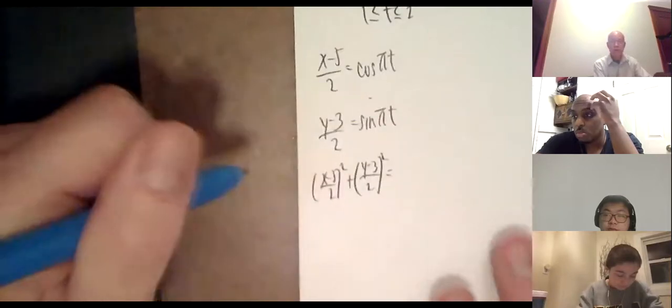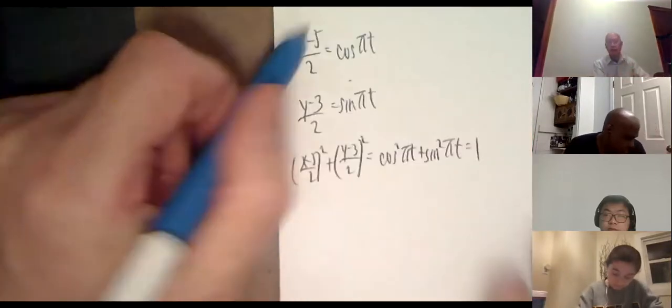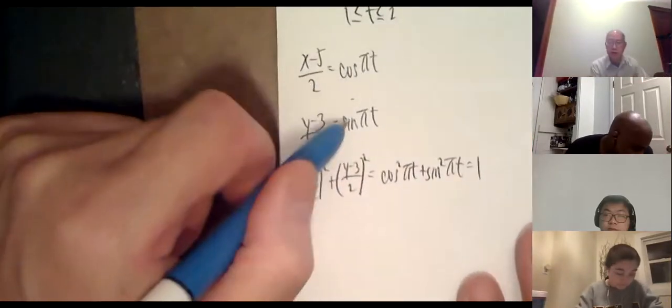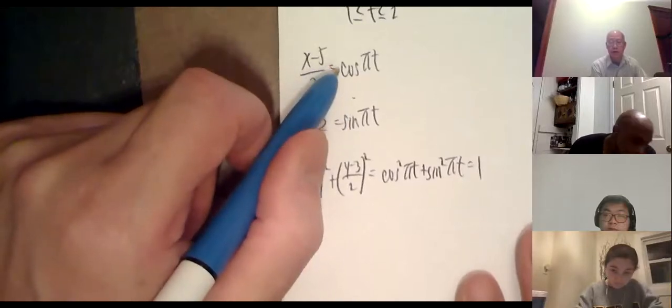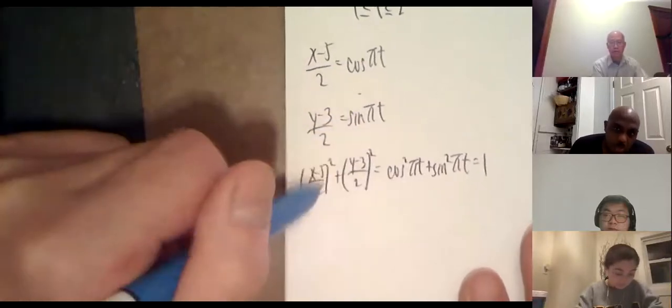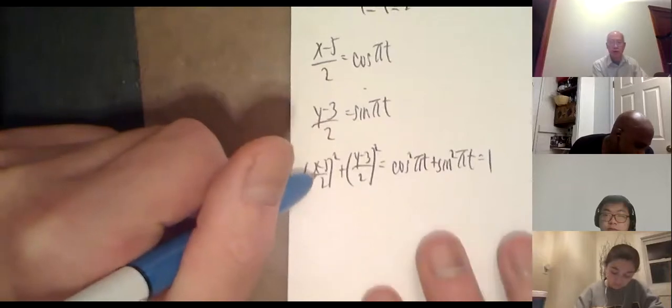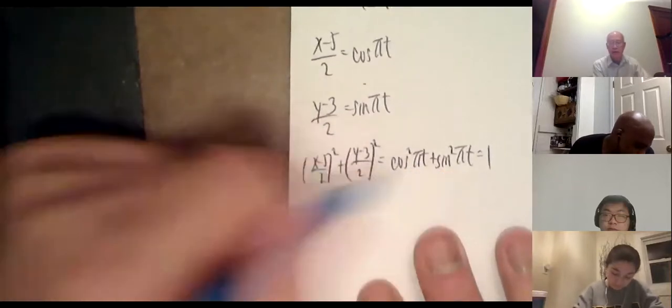((x minus 5) over 2) squared plus ((y minus 3) over 2) squared is cosine squared pi t plus sine squared pi t, which is equal to 1. That's how you would eliminate the parameter when you have a cosine and a sine typically. Force the equation to have cosine squared plus sine squared equals 1. Okay, so getting back over here, I've got that equals that.